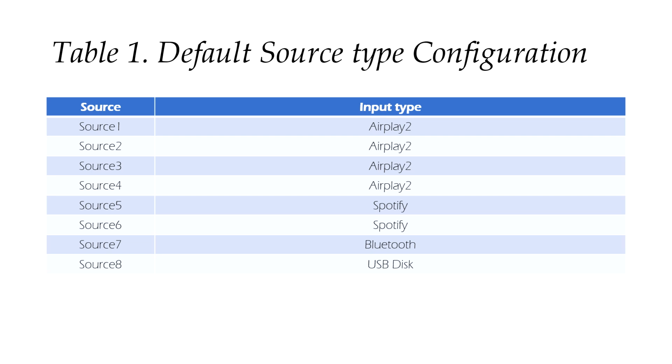This is the default source type configuration. You can see it is set to AirPlay 2 for all sources for the open version, and we also set 5 and 6 to Spotify new version and Cell 2 and USB disk.